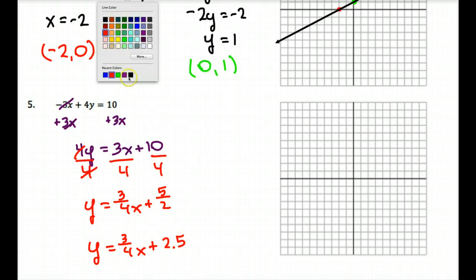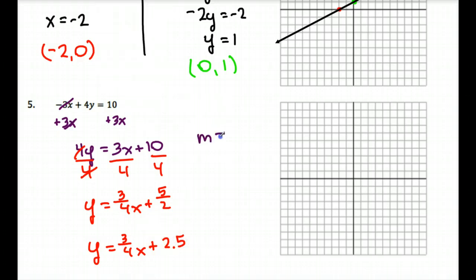So my slope for this one is 3/4. My y-intercept is 0, 2.5. Okay, so yes, your y-intercept still comes out to be a decimal or a fraction in this case, but now we know that we've tried both methods, and either way we're going to have to graph a decimal for this one. It's always just a good idea to try the other method to see if you get whole numbers.